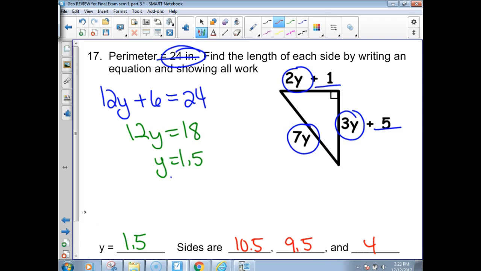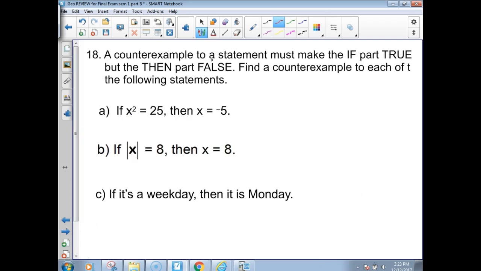No? All right. 18, a counterexample to make a statement. If you want a counterexample to a statement, it must make the if part true, but the then part false. So it says if x squared is 25, then x had to be negative 5. Is there another answer it could have been that satisfies x squared is 25? Yes, x could be positive 5. That would be your counterexample.